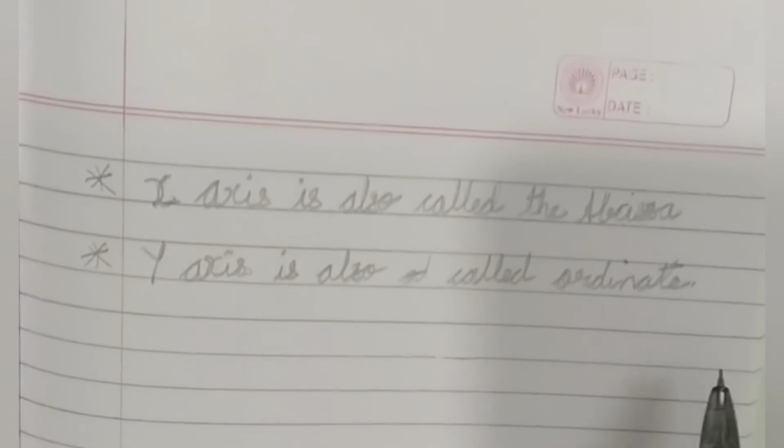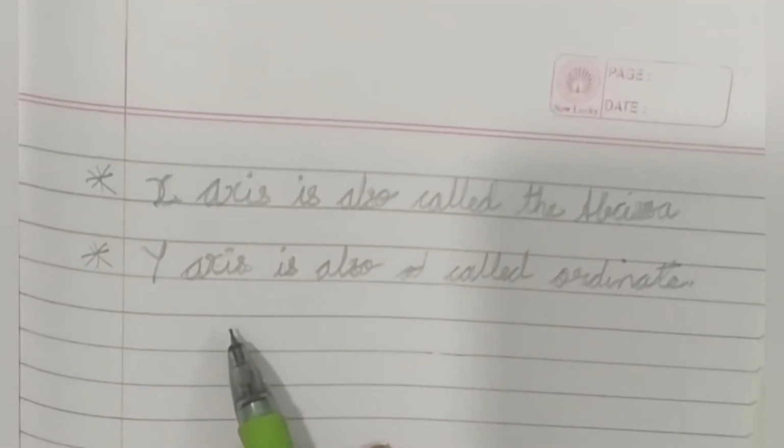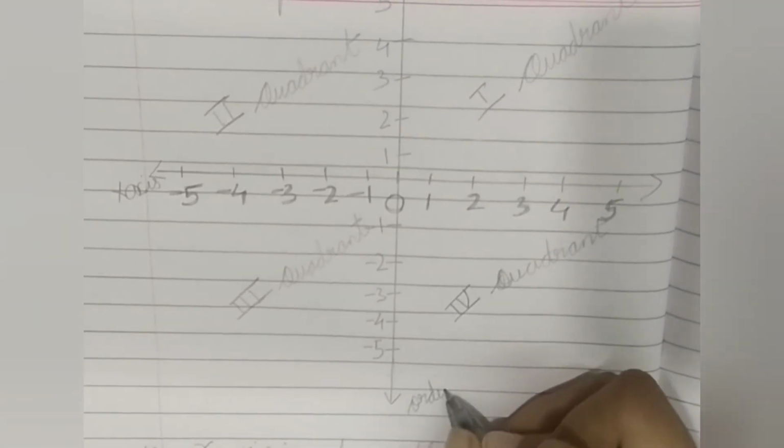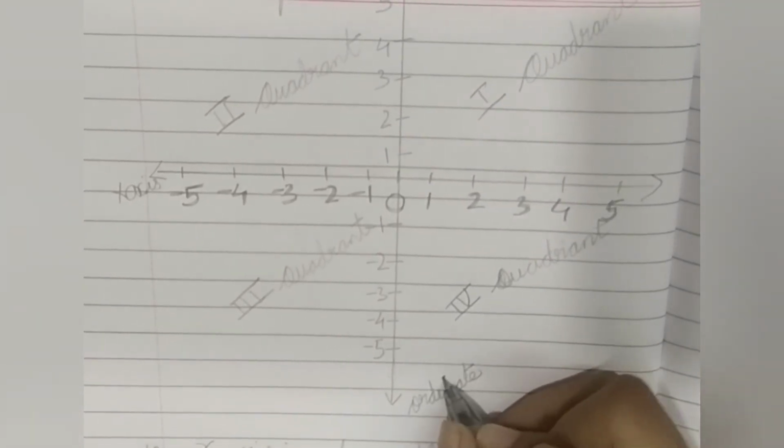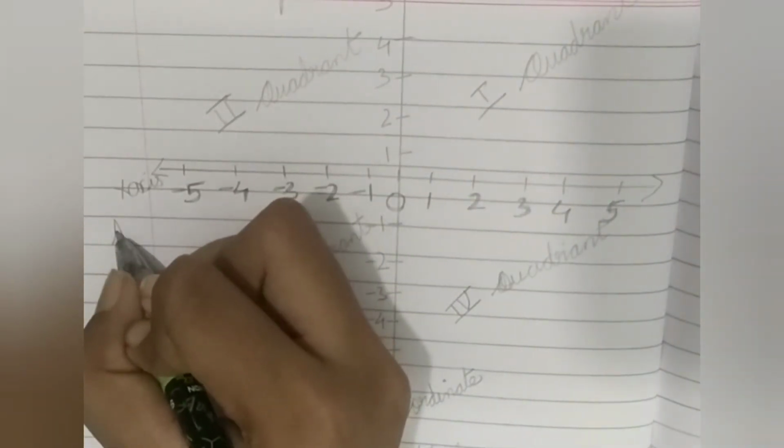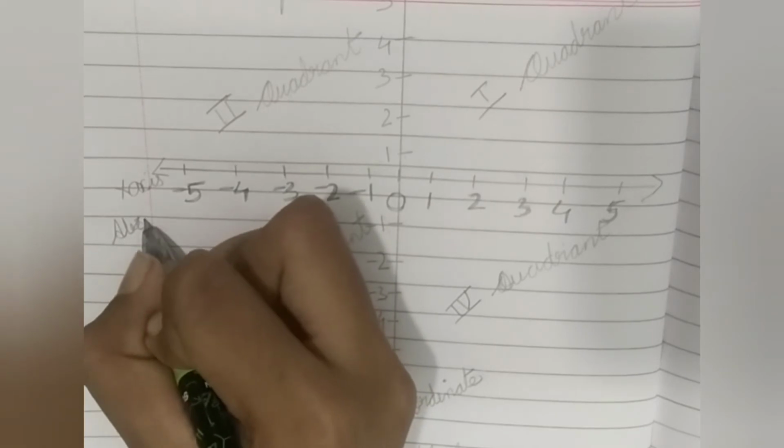In this, the x-axis is also called the abscissa and the y-axis is also called the ordinate. So these are the alternate names of these two axes. Let's write here ordinate for the y-axis and abscissa for the x-axis. So these are the two alternate names for the x-axis and y-axis.